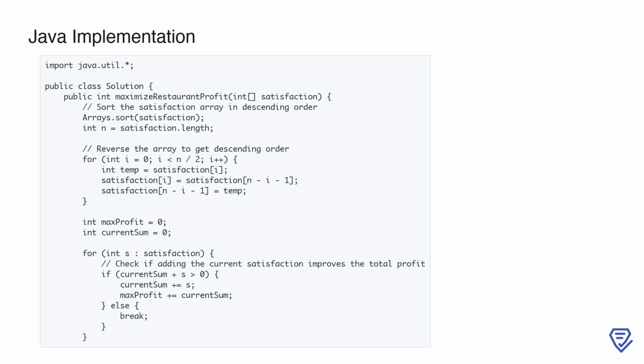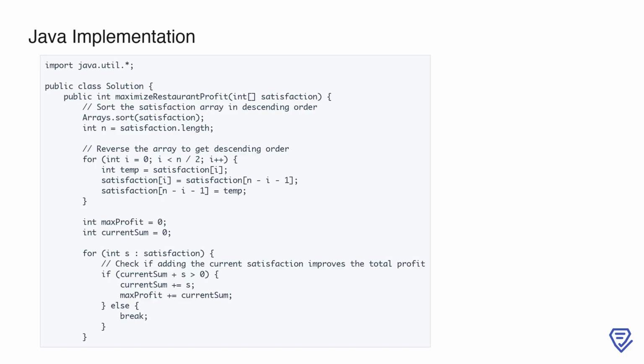First, we sort the satisfaction array in ascending order using Arrays.sort. Then, we reverse the array to arrange the satisfaction levels in descending order. This ensures we prioritize dishes with higher satisfaction values first. The reversal is done using a simple loop, where we swap elements from both ends of the array until we reach the middle. Afterward, we initialize maxProfit to store the maximum profit we can achieve and currentSum to keep track of the cumulative satisfaction level.